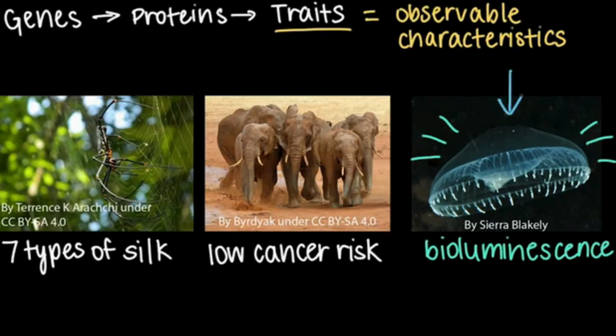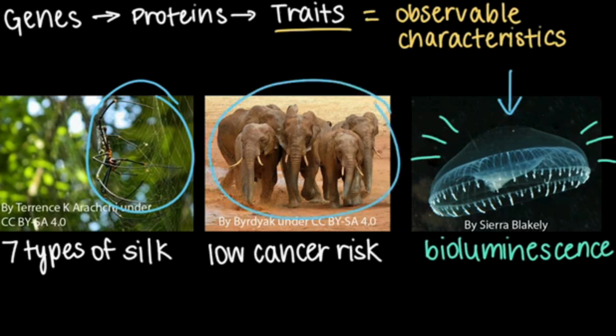Similarly, scientists are studying the properties of spider silk proteins in order to make new biocompatible materials. And they're also studying elephants for clues about how to prevent cancer in humans. What animal trait do you think will lead to the next big discovery?